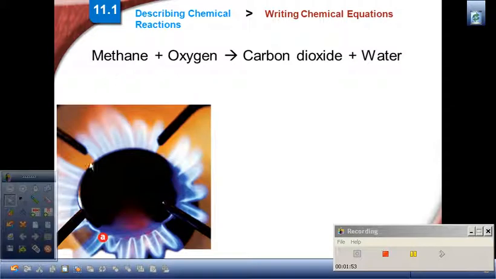This is another familiar reaction here. At home, you cook something on the stove. This is what happens. You have methane combining with oxygen, and our products, we're producing carbon dioxide and water.